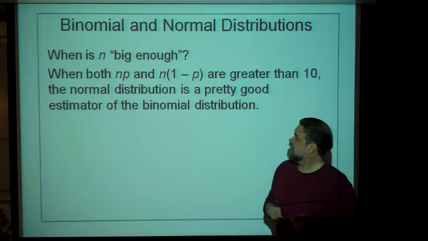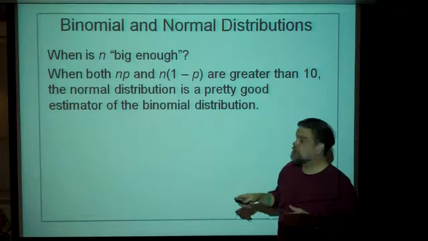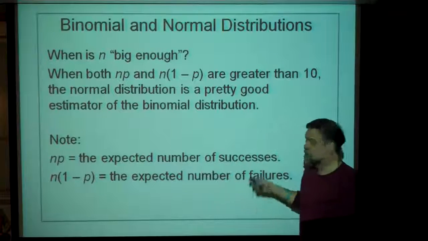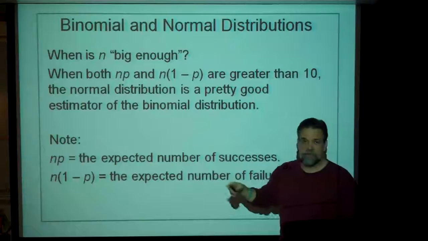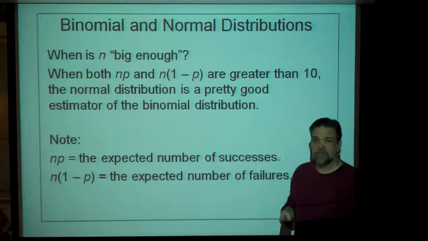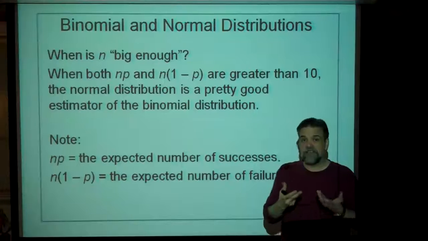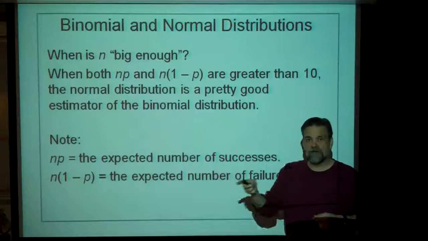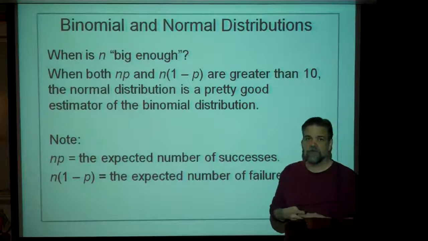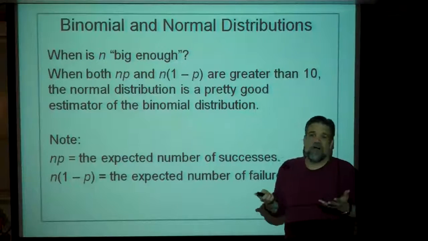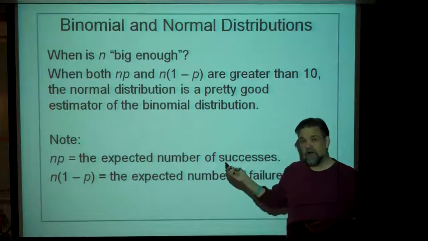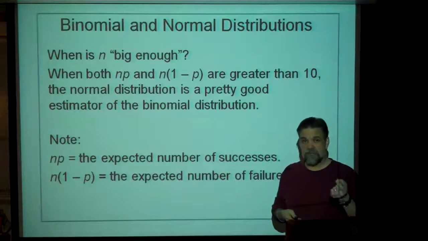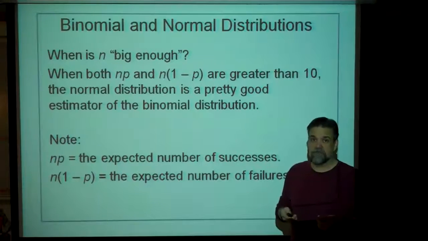Now, please notice, instead of memorizing n times p and n times 1 minus p, just remember, n times p, that's the expected number of successes. N times 1 minus p or n times q, that's the expected number of failures. So as long as you're expecting to get at least 10 successes and at least 10 failures, you can use the normal model as a replacement for the binomial model. And you might be saying, why would I ever do that? Remember how hard it was to come up with those binomial coefficients? It's a lot easier just to carry a little table of z-scores around with you than it is to calculate those binomial coefficients.